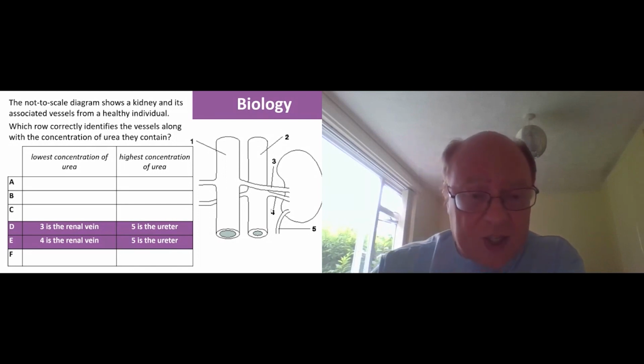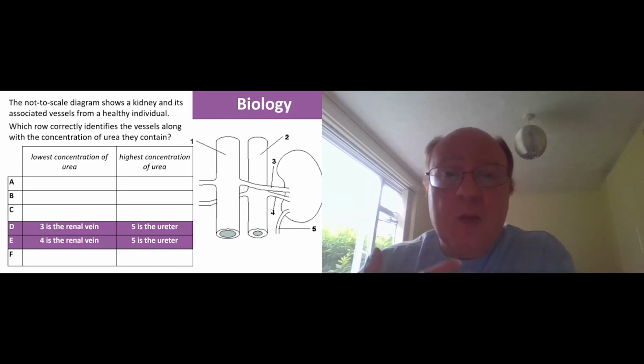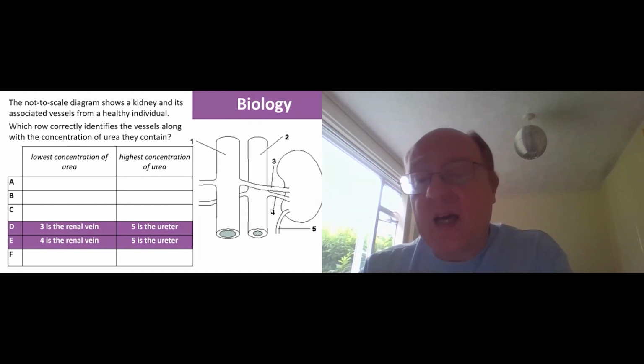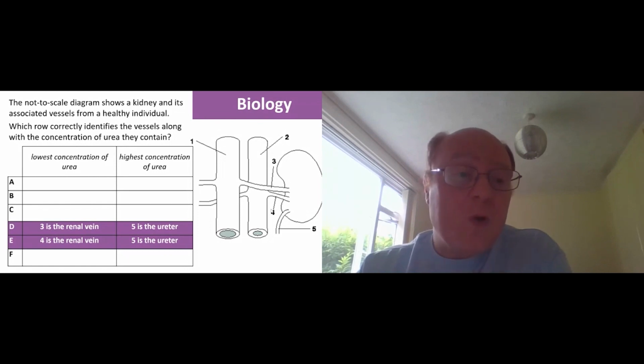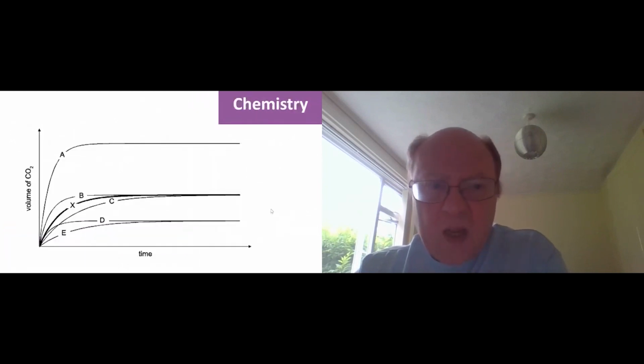So hopefully that's shown you how, with a little bit of knowledge about what the kidney is and what its function is, and about veins and arteries, we can quickly remove options and identify the correct answer, which in this case was D. Just having a look at a chemistry question.